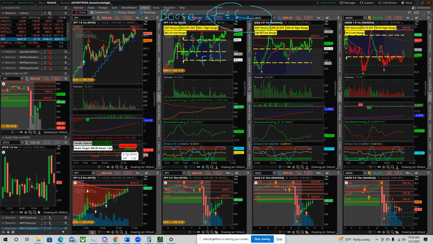I measure my move. Here will be my target. Here will be my halfway point. At the halfway point, you want to go risk-free. Today would be a winning trade.